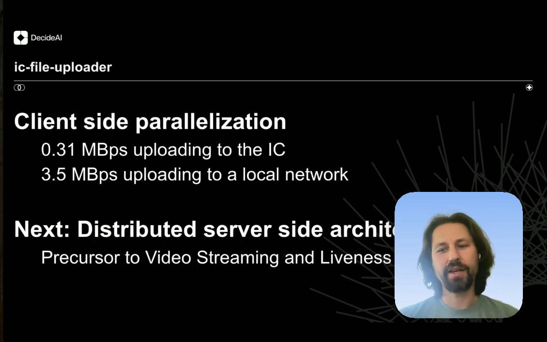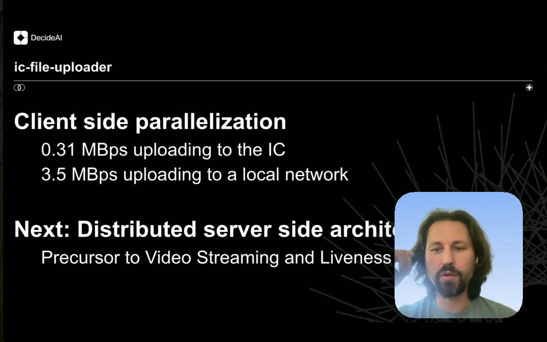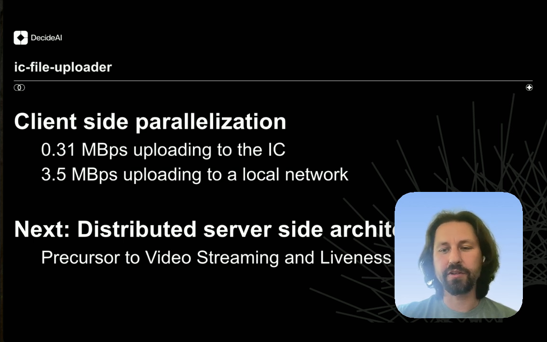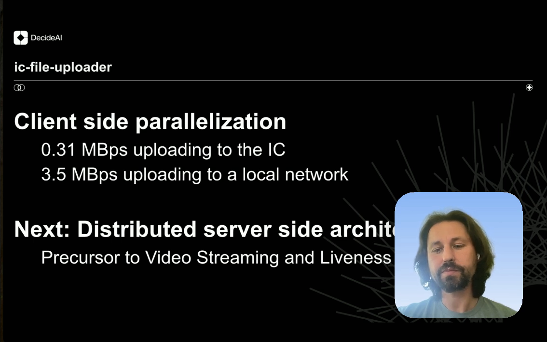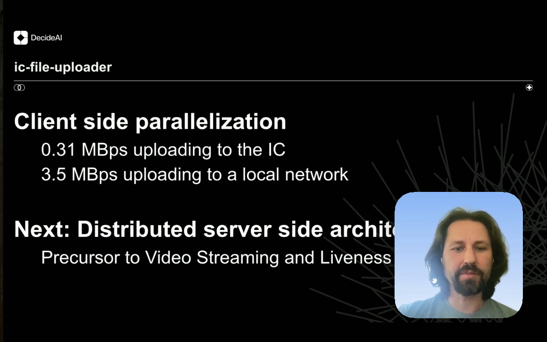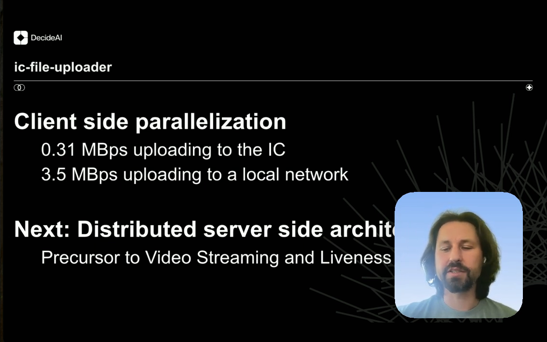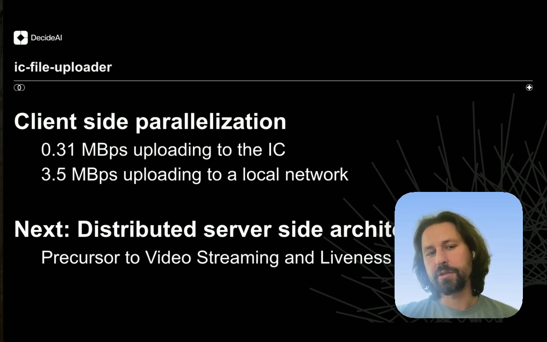And so the IC file uploader, my little pet project. This is useful for uploading large files, right? So we use it for uploading large AI model weights, right? We have multiple AI models on the Internet Computer. The newest release, 0.1.3, includes client-side parallelization. So despite the sequential nature of update processing, by sending multiple packets simultaneously, we can increase the throughput of uploads. The fastest we've seen is 0.31 megabits per second into the IC, but in local networks, we got 3.5.